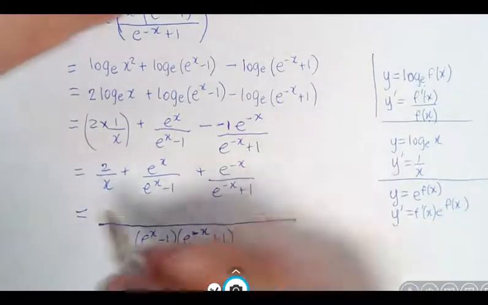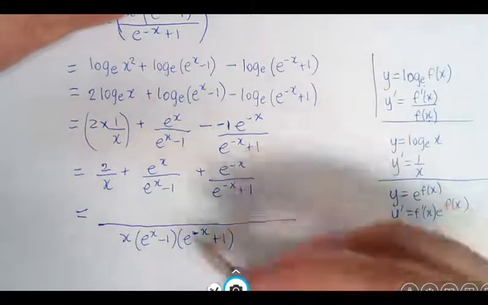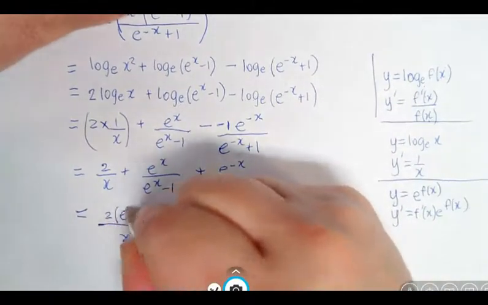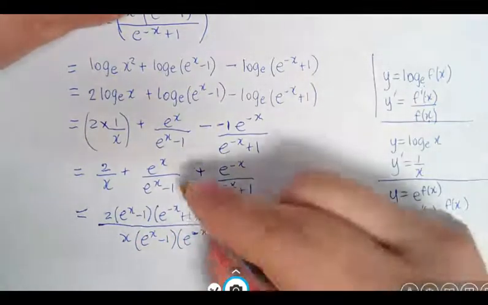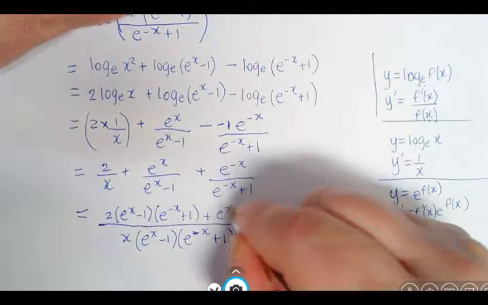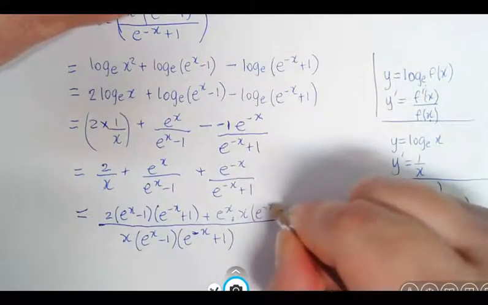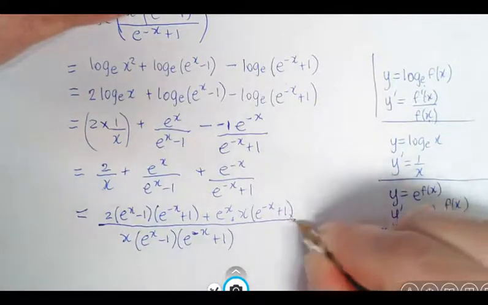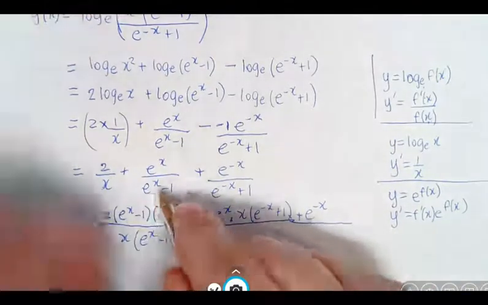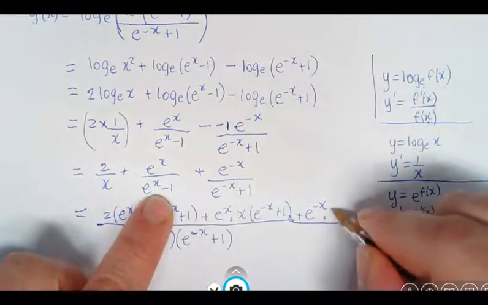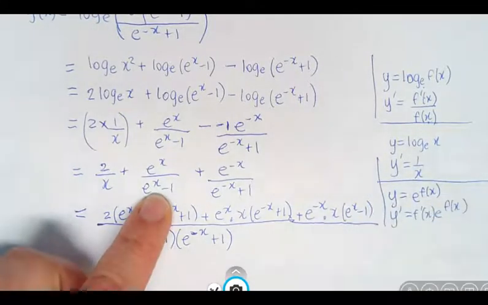Okay, so what is this missing? This is missing an e to the x minus 1 and an e to the negative x plus 1. So this would be 2 times e to the x minus 1, e to the negative x plus 1. This term here is missing the x and the e to the negative x plus 1. And the last term, this last denominator, is missing an x and an e to the x minus 1. So times x times e to the x minus 1. So just being careful there.